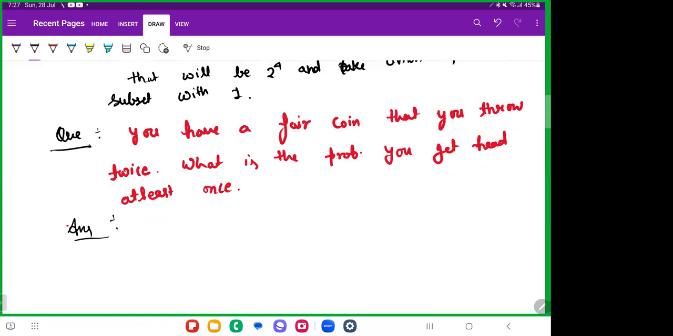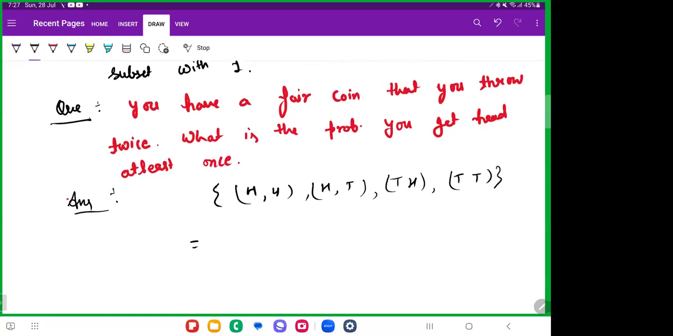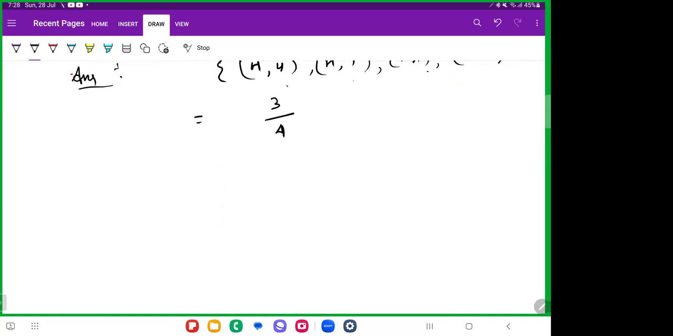3/4. 3/4, right? Because your sample space is either head head, head tail, tail head, or tail tail. So we have three where we are getting head at least once: this one, this one, and this one. So we have 3 out of 4, 3 by 4.